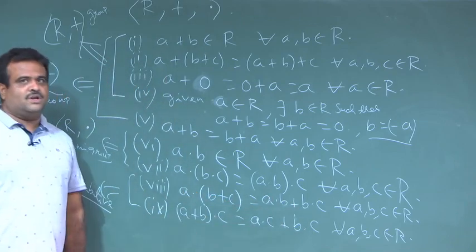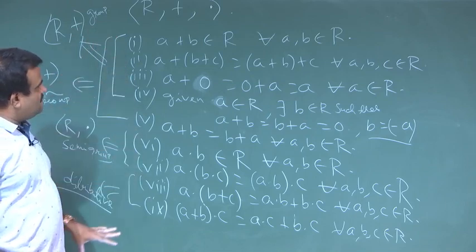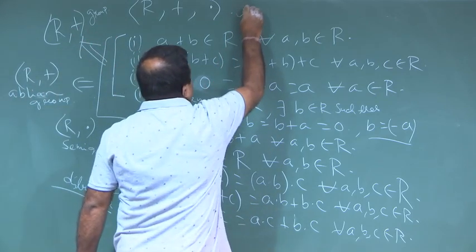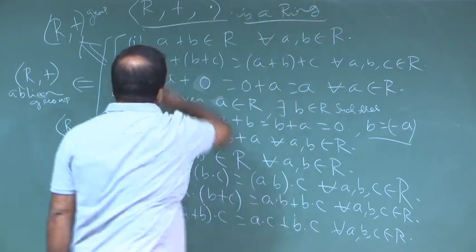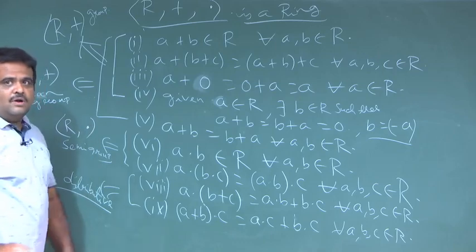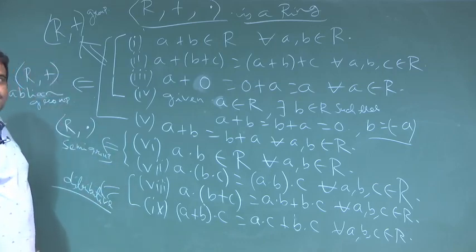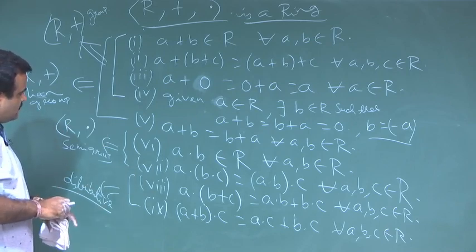So, similar argument here. If all these properties, these 9 properties, are satisfied, then we call this a ring. This algebraic structure along with these two operators is called a ring. So, we have to remember these properties to be a ring. Okay. So, now we will take some examples of a ring.